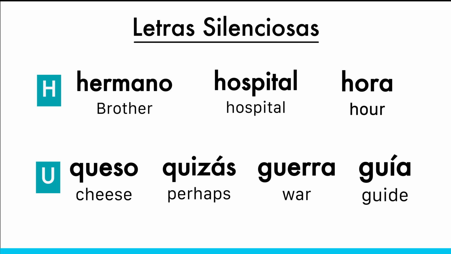And the G, U, I combination, as in guía. When you have these combinations, the U doesn't make a sound. And other than these exceptions, everything else is pronounced.